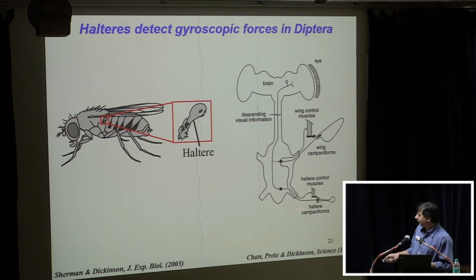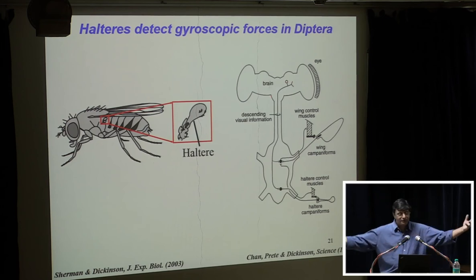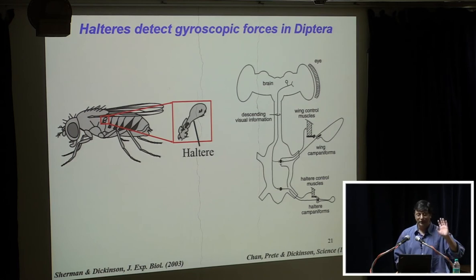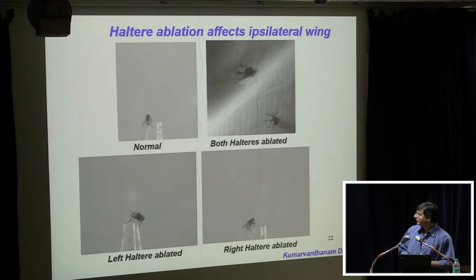So these campaniform sensilla talk directly to the wing steering muscles, as also do inputs from the visual system. So somewhere here, information from vision and mechanosensation is being integrated, and the brain is making sense of it all to try and understand how the insect maneuvers. Now, if you knock out the haltere system, then you have a problem.